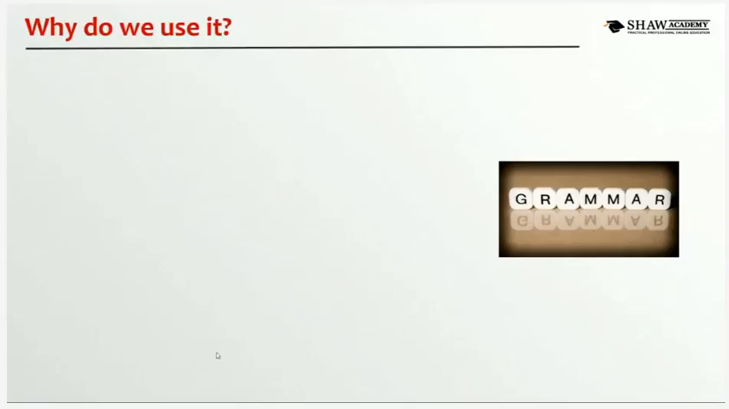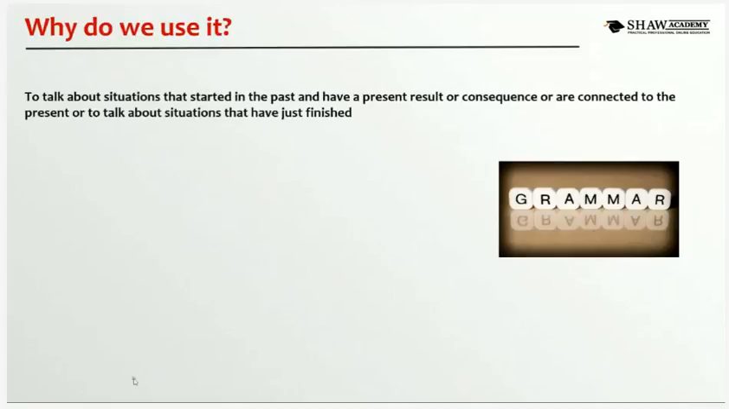Okay, it could be something that starts in the past and it has a present consequence, or it's just finished. Very good. So remember, you have the present simple, so routine, but the present perfect simple is obviously different. So you can use it to talk about situations that started in the past and they have a present result or consequence, or are connected to the present, or they talk about situations that have just finished, literally just finished.